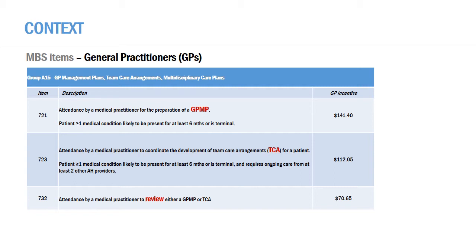So the Medicare benefit schedule items describe various tasks carried out by healthcare providers, as well as the reimbursement from Medicare for each task. This table shows the chronic disease items claimable by GPs, most prominently for creation of GP management plans and team care arrangements, as well as the reviews of each. A GP management plan can be made for patients with a medical condition present or likely to be present for at least 6 months, and a team care arrangement is an extension of that for patients who require ongoing care from at least 2 other allied health providers.